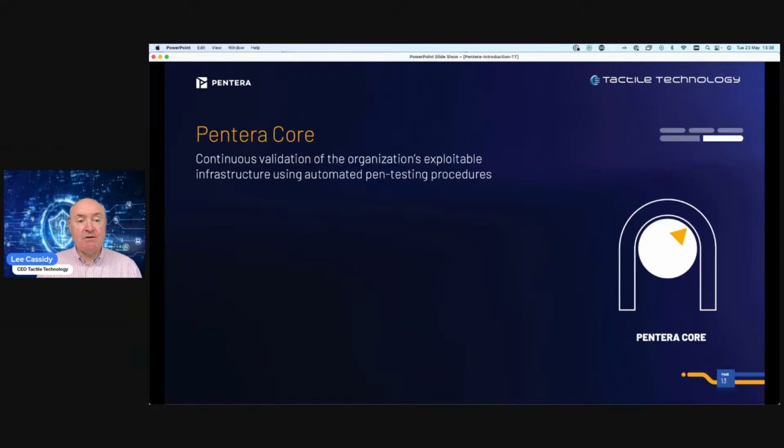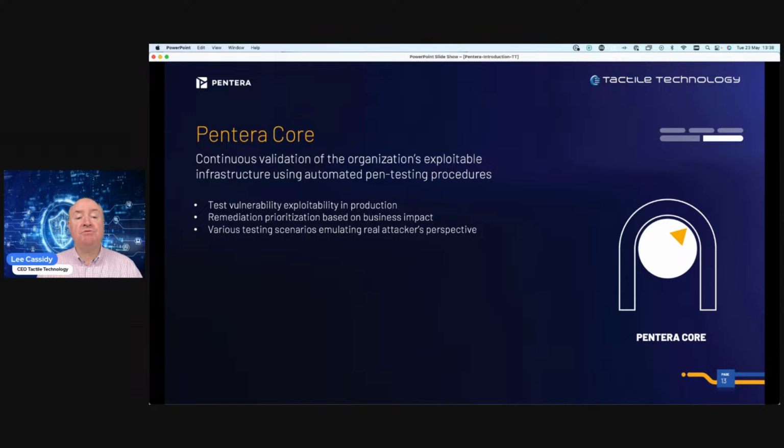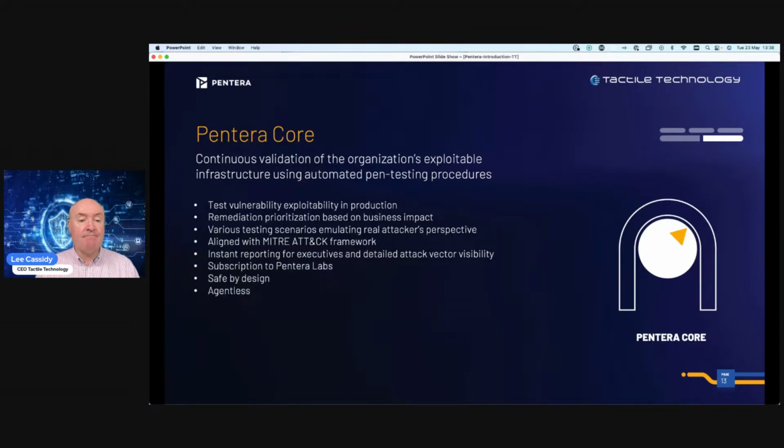So mentioned core, key thing, testing exploitable vulnerabilities, providing remediation on that, so telling you what to do to fix it, different testing scenarios, emulating real attackers' perspective and how they approach an attack. It's also aligned with the MITRE ATT&CK framework, so you understand what stage that particular exploit or activity has got through. Also, instant reporting for execs, so you can actually show them where there are issues, and it can be really visible about what you're doing within there.